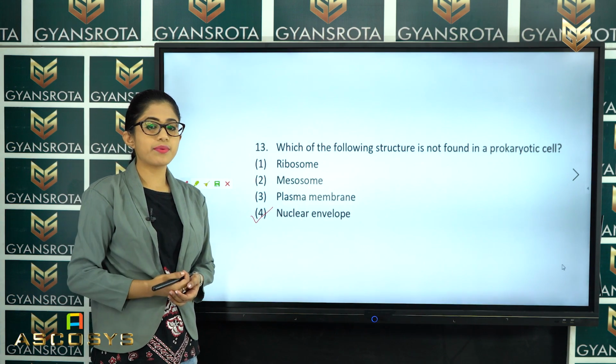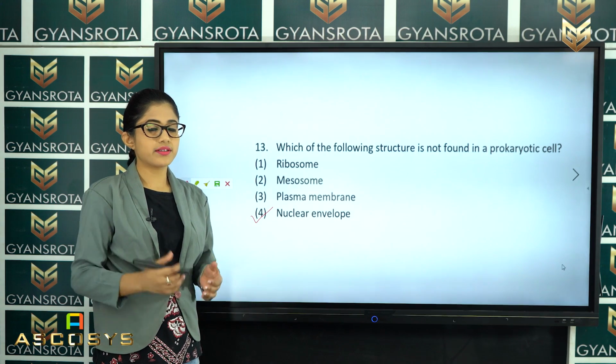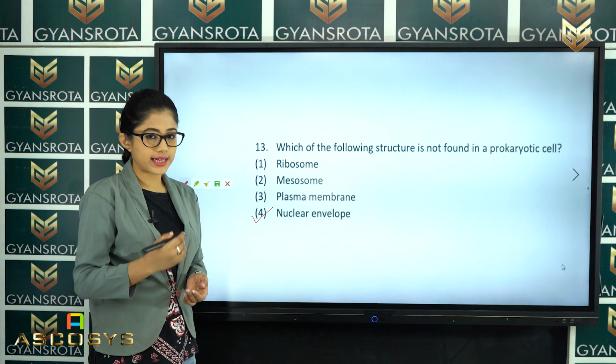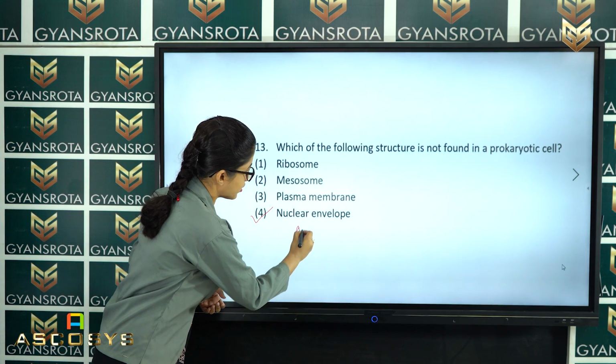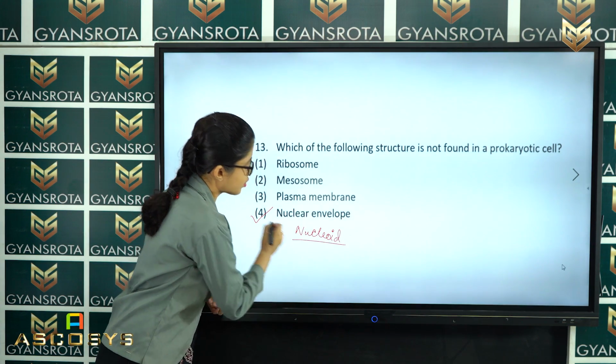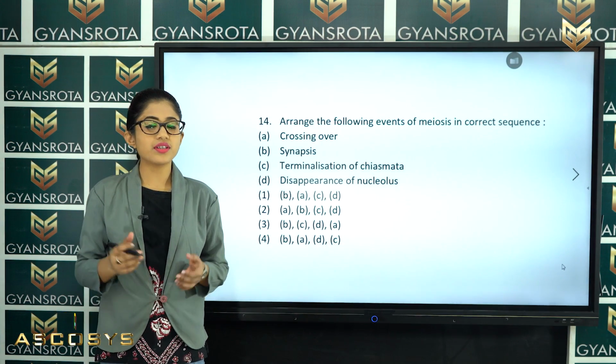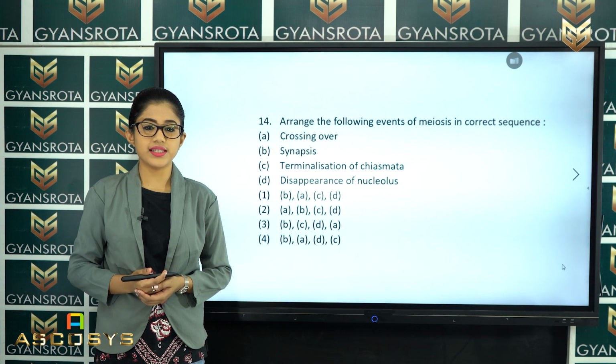You can take the example of bacteria. The genetic material is devoid of the nuclear envelope, and that is called the nucleoid, right? So this is a very easy question. Now let's see the next question. Now the next question is question number 14.